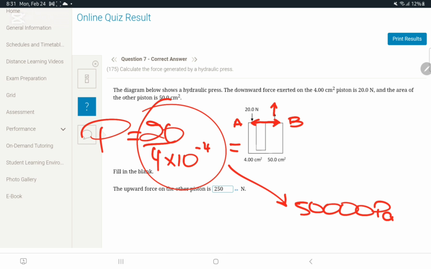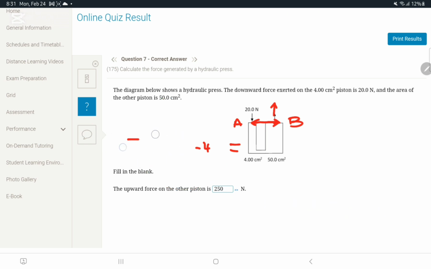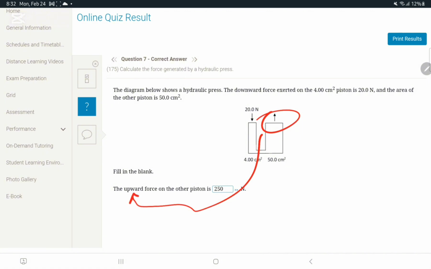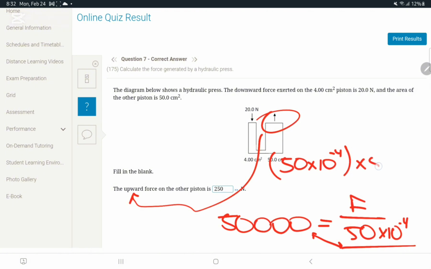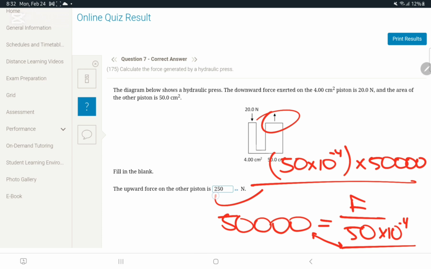Okay? And now we can finally find the upward force for this one, which is what we're trying to find. And since they're the same pressure, we can just use the same pressure. So 50,000 pascals is equal to the force over the area, which is 50 centimeters squared. Let's convert 50 centimeters squared to meters squared by multiplying by 10 to the negative 4. So if we plug this into the calculator and we cross multiply, we do 50 times 10 to the negative 4 times 50,000. Plug this into the calculator, you will get 250.